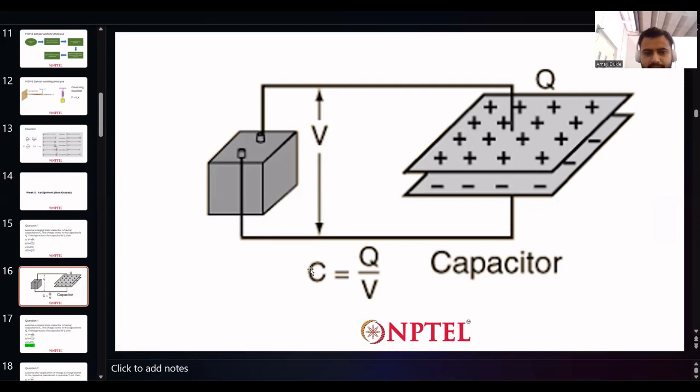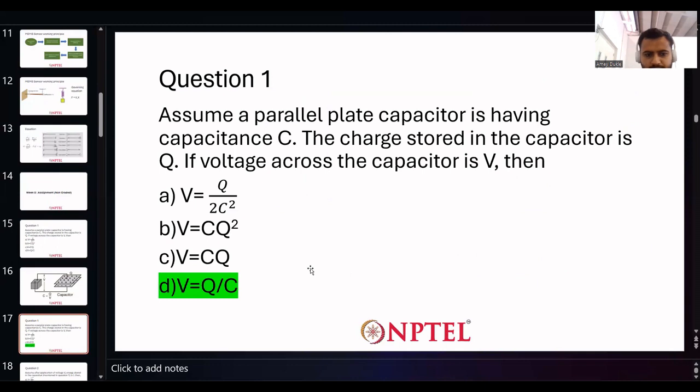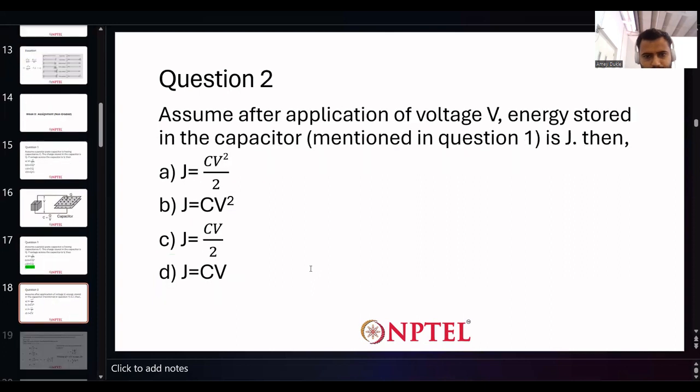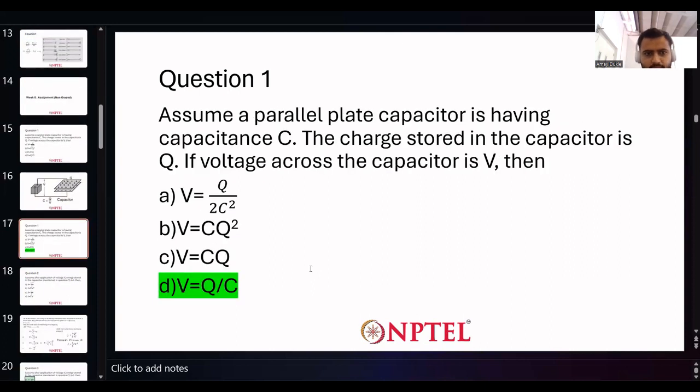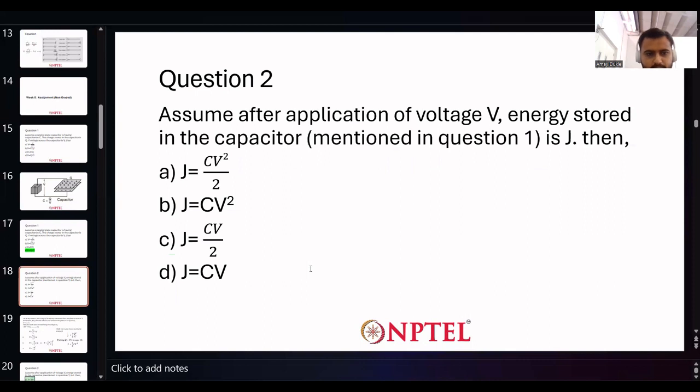The basic formula for a capacitor is Q equals CV, or C equals Q by V. From that equation you can get the value of V. So the answer to the question is D: V equals Q by C. Any doubt? Okay, we move to the next question.